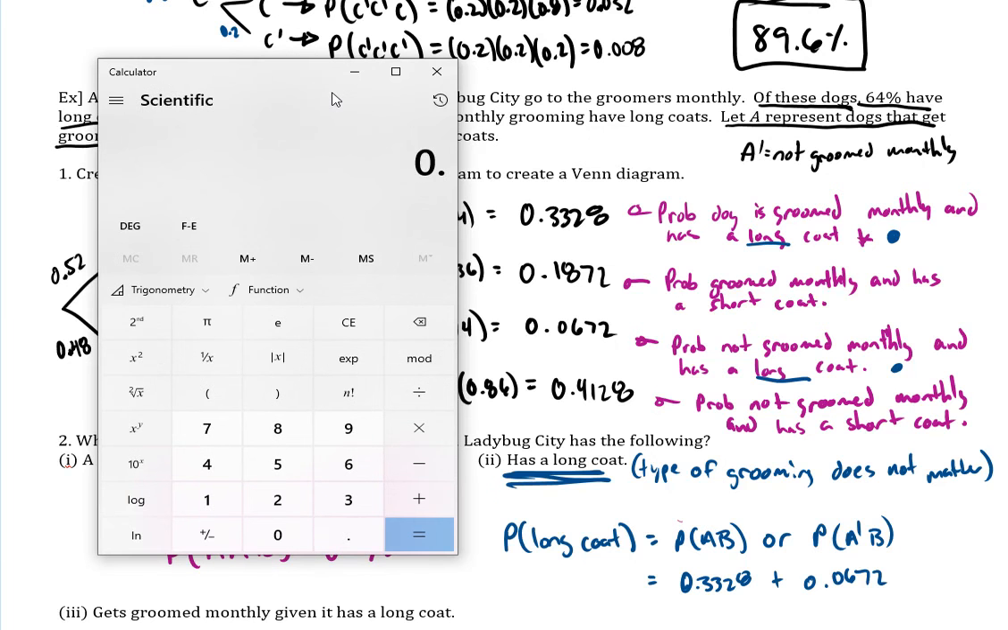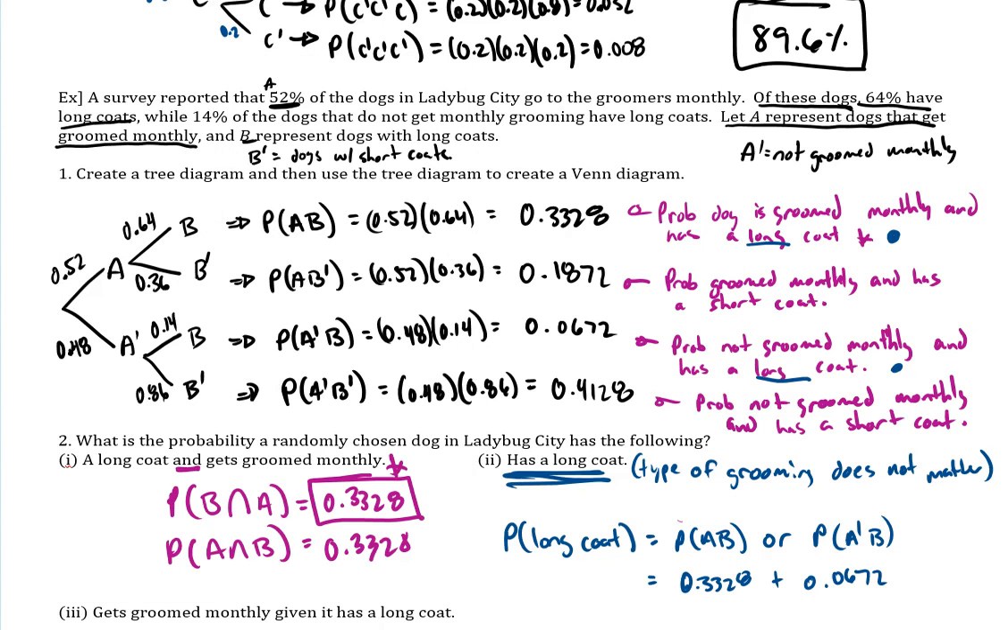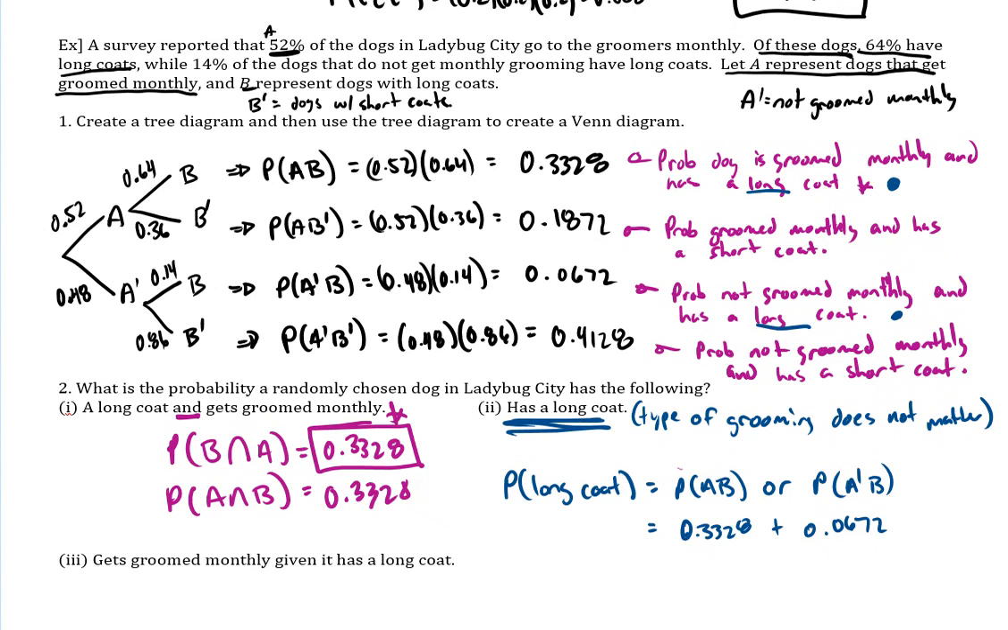Here it is. Okay, so the 0.3328 plus the 0.0672 is 0.4. So it's exactly 0.4. Okay, so there we go. The probability that a dog has a long coat in this town is 0.4. And we could change these to percents as needed.